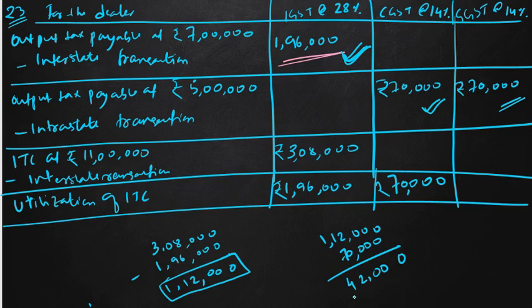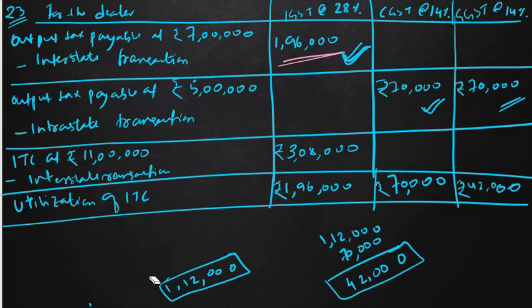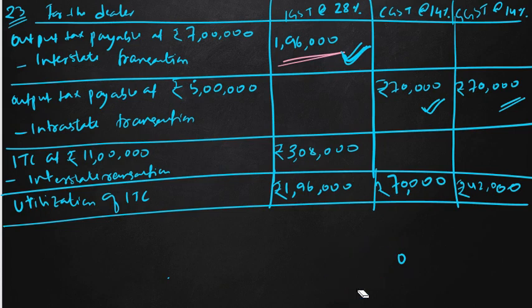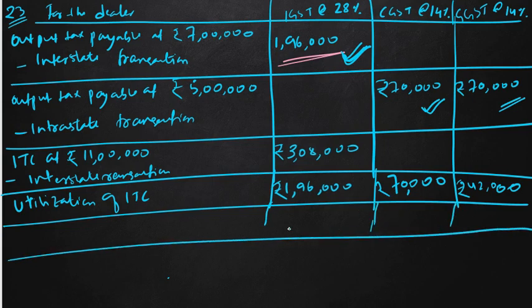Now in the SGST section, the last section, he needs to pay 70,000, but he has only 42,000. That means he doesn't have enough money to pay. So what will he do? He will use this ITC to reduce the output. So he will only pay the 42,000. You have utilized all the money of ITC to pay IGST and CGST, but he doesn't have enough money to pay the SGST part. So the money which he has, he utilized it to reduce the tax.